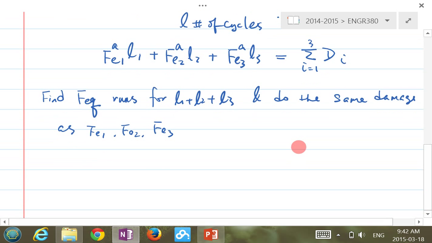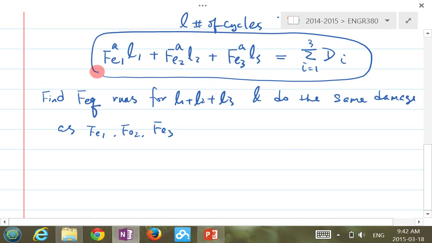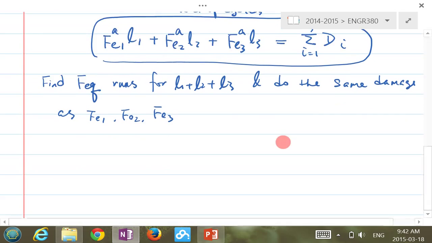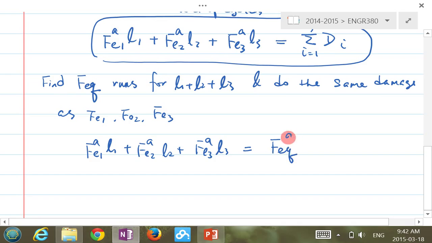And then we can do this, right? See, this equation represents the damage caused by the piecewise load, okay, for each number of cycles. If I'm gonna find an equivalent one there, all I need to do is this. I'll still write down this actual damage by the piecewise constant loading. This is the piecewise constant loading, right? I'm trying to find an equivalent load FEQ that's going to cause the same damage given L1 plus L2 plus L3.